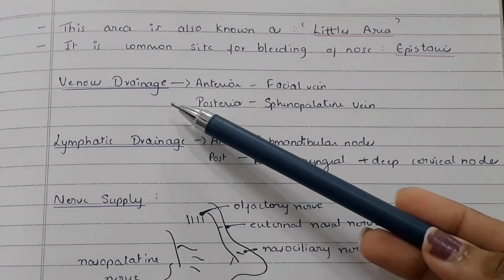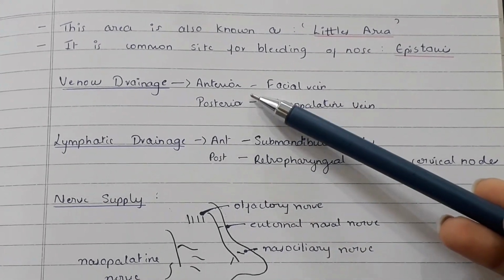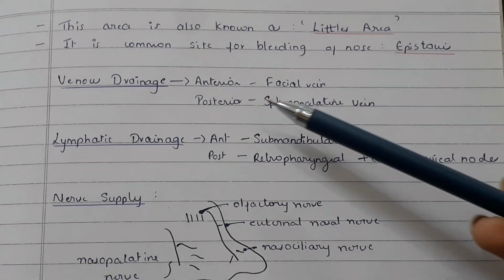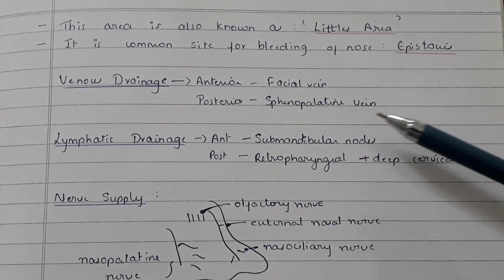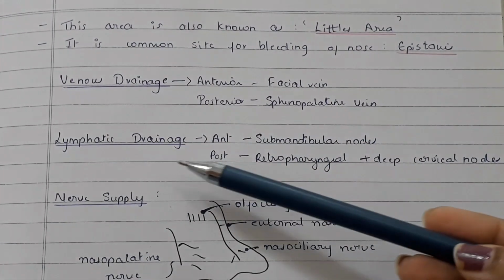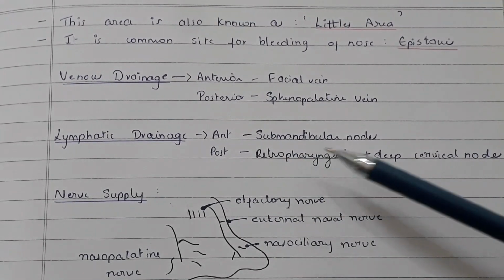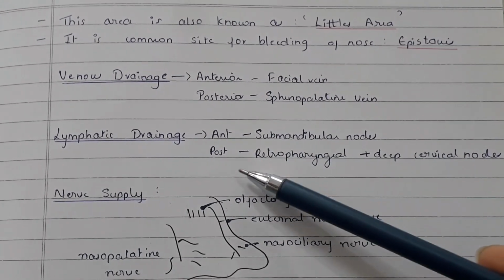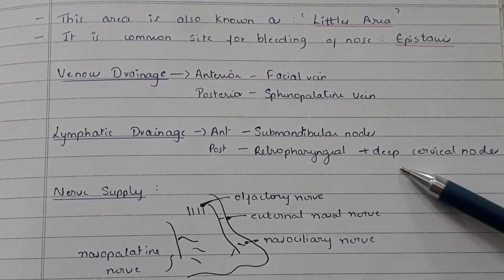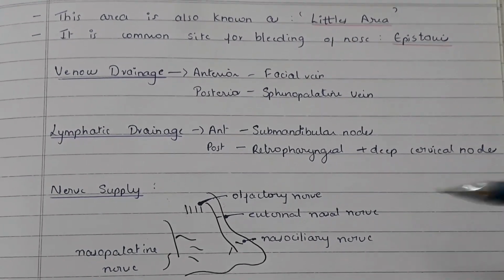Venous drainage of the nasal septum. Anteriorly is the facial vein, posteriorly is the sphenopalatine vein. Lymphatic drainage of the nasal septum. Anteriorly we have the submandibular nodes, posteriorly the retropharyngeal and the deep cervical nodes.